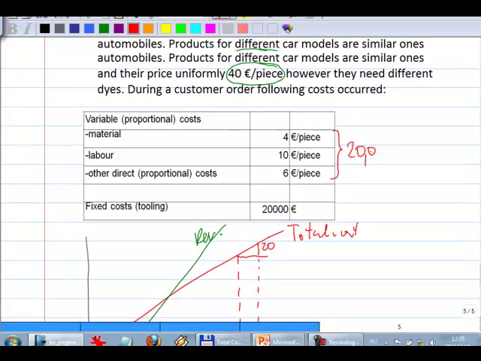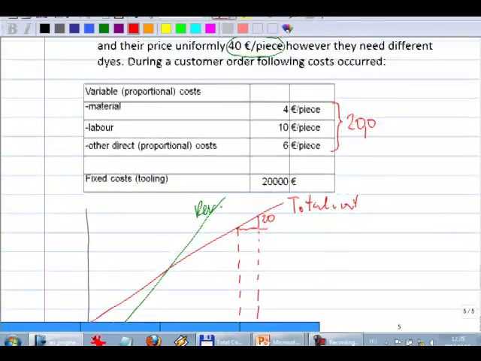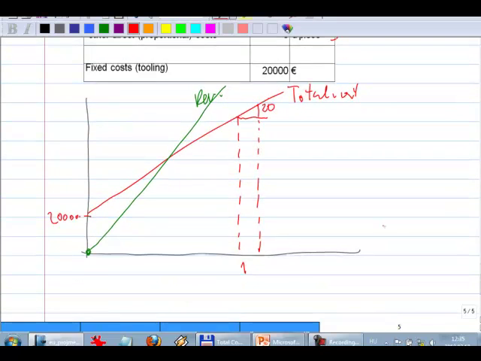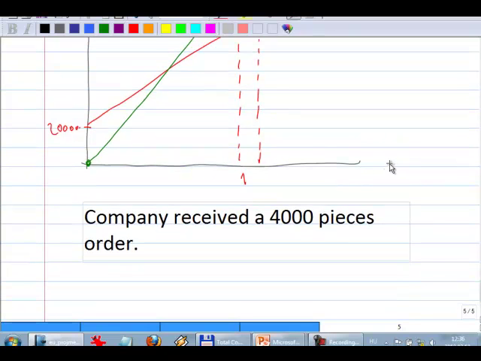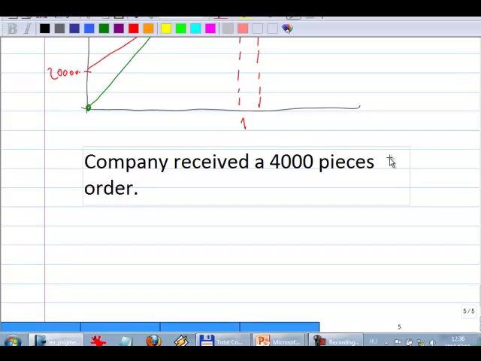How much would be the order? Do we have profit on that 4,000 order? We have profit or loss? How to calculate that? And if not, how much? Yes. Can we calculate the total income, the total revenue? Yes. How to calculate the total revenue?